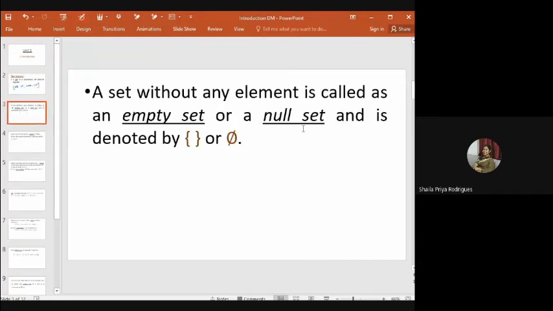Okay, next one. A set without any element is called an empty set or a null set. We are familiar with this. And it is denoted by these two curly brackets or this symbol, phi. All right, write this one. You're going to write all these as points. The examples that I give, you can scribble down, no problem. But these should be there in your notes, the ones that I've typed.